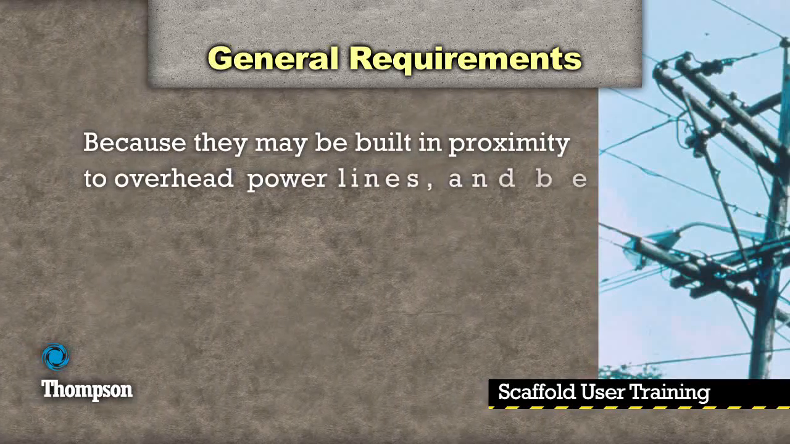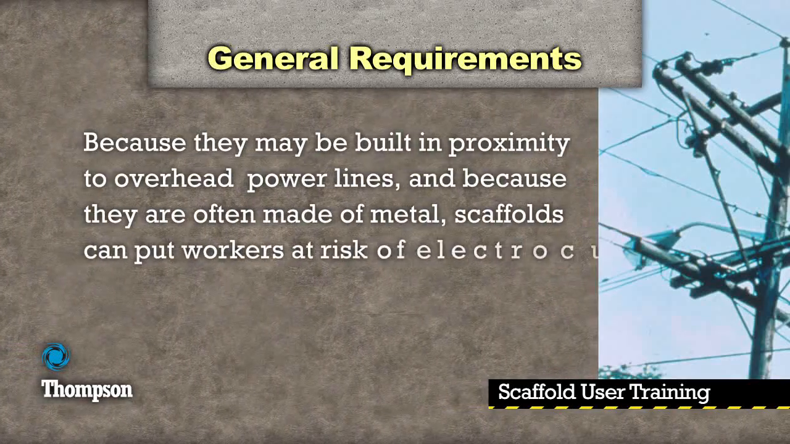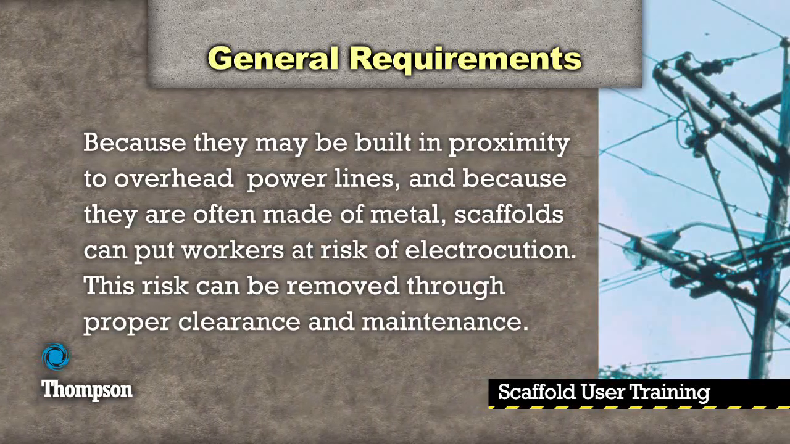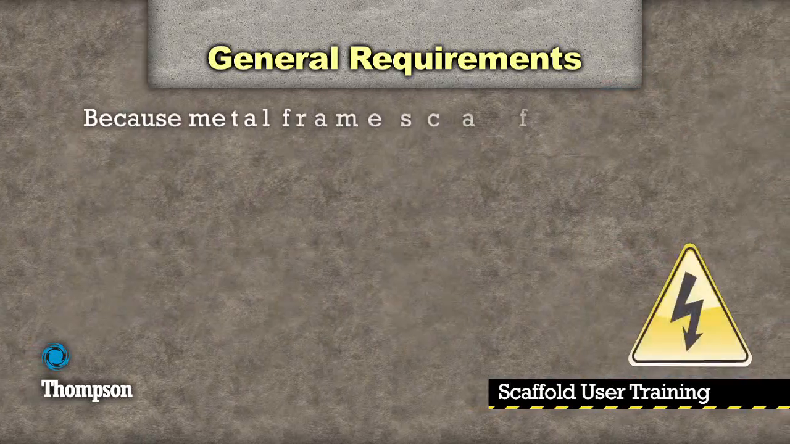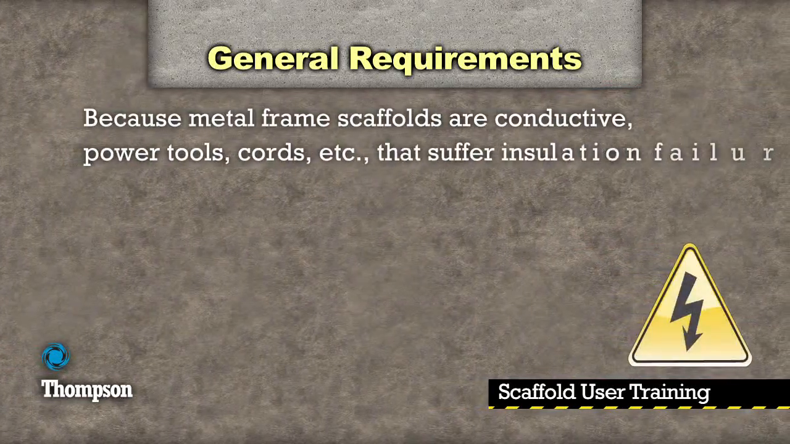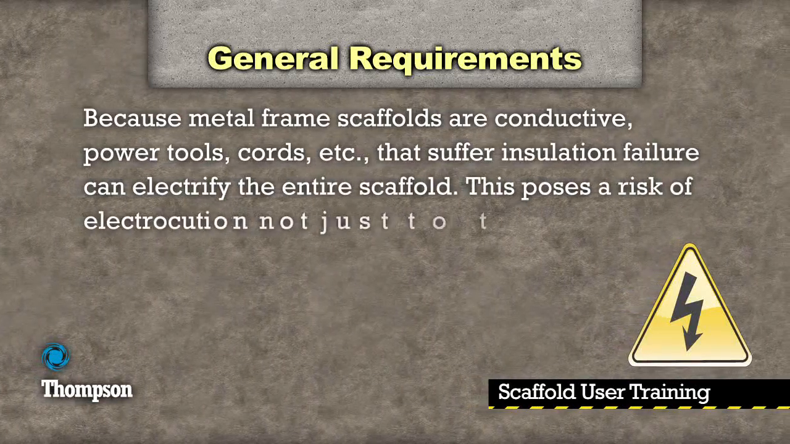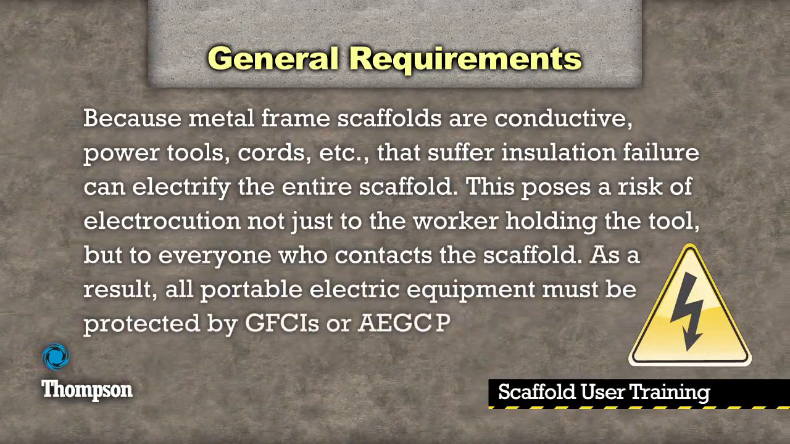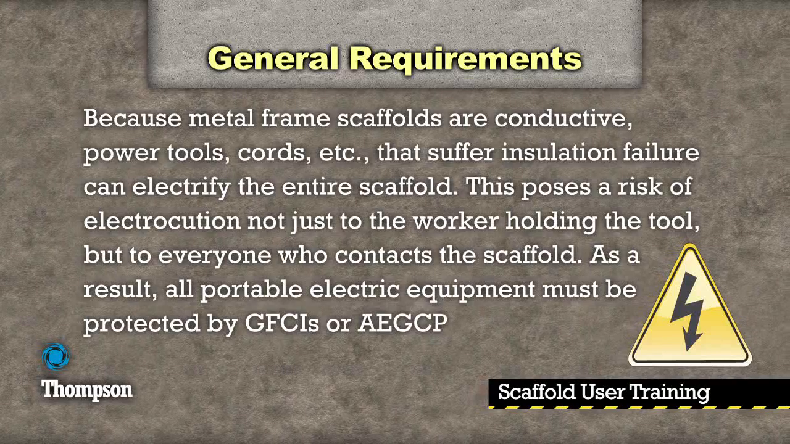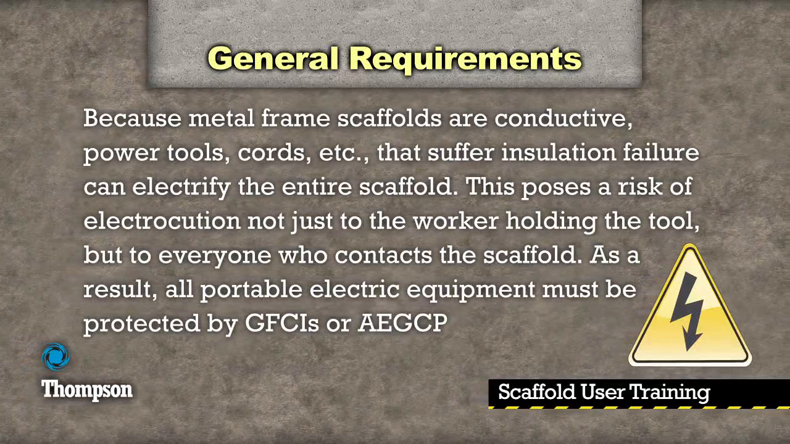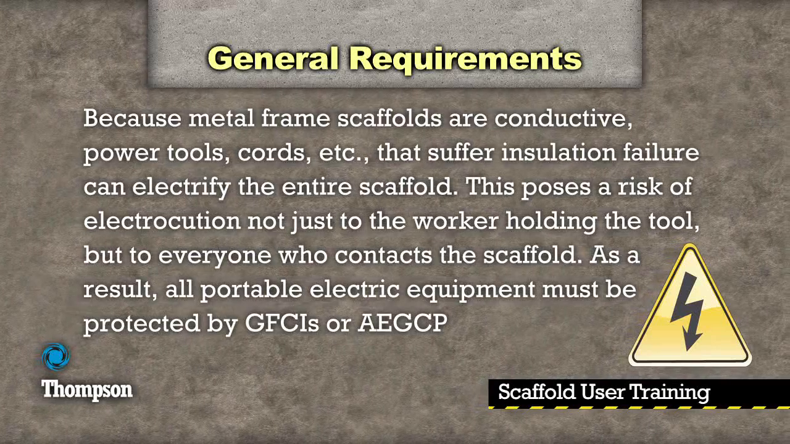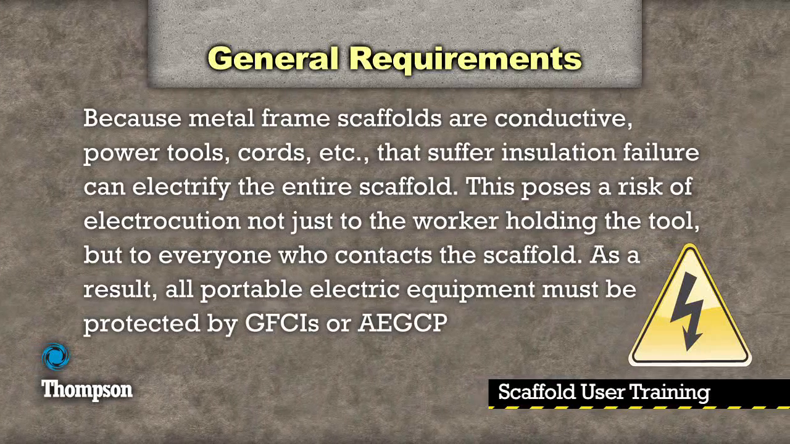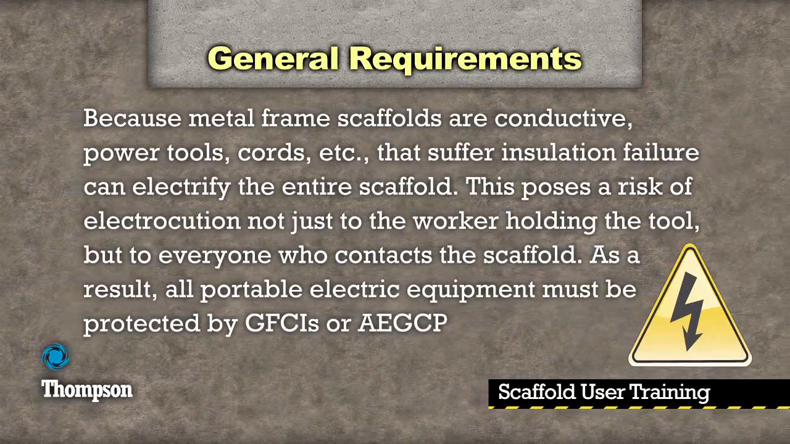Because they may be built in proximity to overhead power lines and because they're often made of metal, scaffolds can put workers at risk of electrocution. This risk can be removed through proper clearance and maintenance. Because metal frame scaffolds are conductive, power tools and cords that may suffer insulation failure can electrify the entire scaffold. This poses a risk of electrocution not just to the worker holding the tool, but to everyone who contacts the scaffold. As a result, all portable electric equipment must be protected by a GFCI, or a ground fault circuit interrupter, or an AEGCP, which is an Assured Equipment Grounding Conductor program.